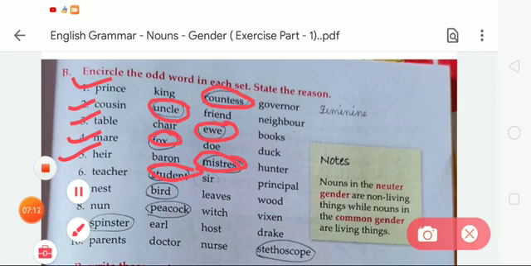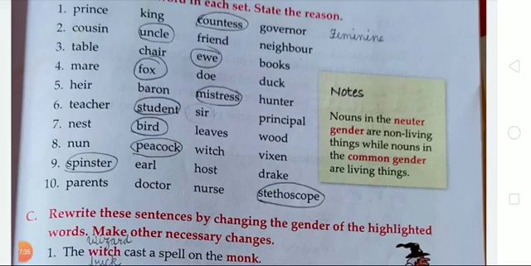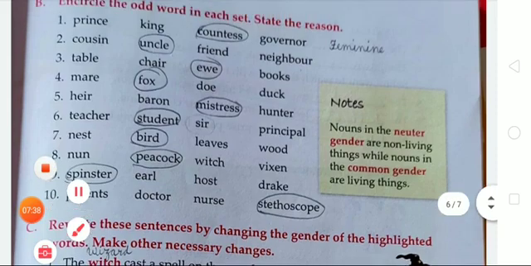In number 7, nest, bird, leaves, wood. So we have to circle bird. And 8 is nun, peacock, witch, vixen. So here we have to circle peacock. Now the next, 9, is spinster, earl, host and drake. So we have to circle spinster. In 10, parents, doctor, nurse and stethoscope. So students, we have to circle stethoscope.